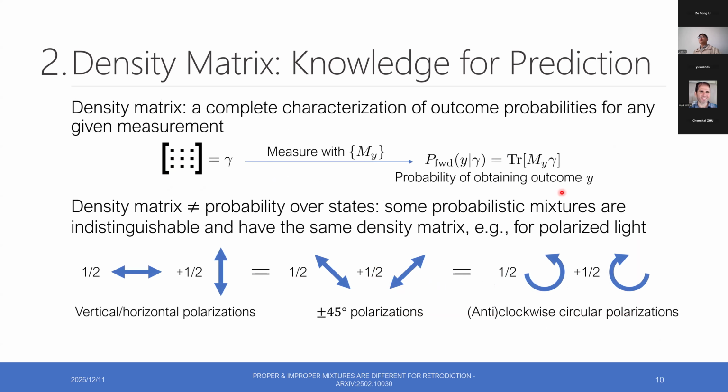Let's consider another counterpart of probability, that is the density matrix. The density matrix is constructed such that it can completely characterize the outcome probabilities of a measurement. Now the forward map is conditioned on the density matrix, and from the density matrix we can get a probability distribution of outcomes. However, there is a difference between a density matrix and a probability over states, because some probability mixtures are indistinguishable with measurements, and therefore they have the same density matrix. For example, for polarized light, 1/2 horizontal plus 1/2 vertical is indistinguishable from 1/2 plus 45 and 1/2 minus 45. And some other cases.